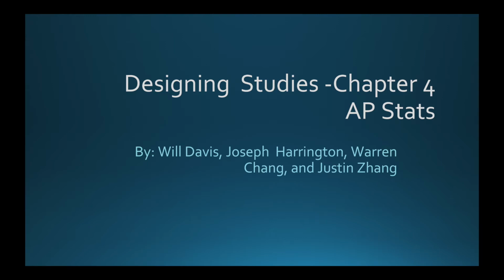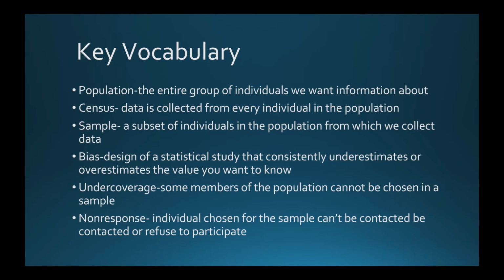Hello. So we're going to be looking over Chapter 4 of our AP Stats textbook, which covers the concepts behind designing studies. In order to first review this, let's take a look at samples. Some key vocabulary that we're going to need to know is population, census, sample, bias, undercoverage, and non-response. These are all covered in the slide shown here.